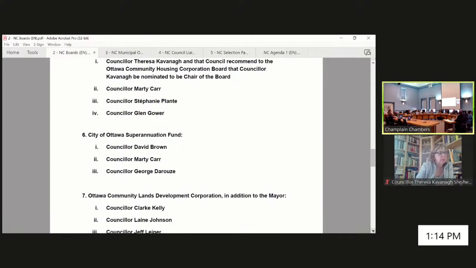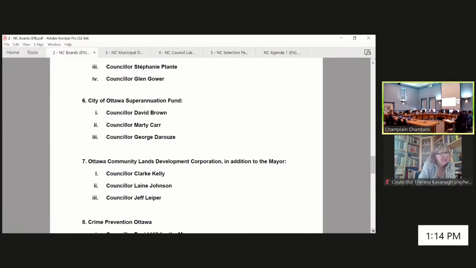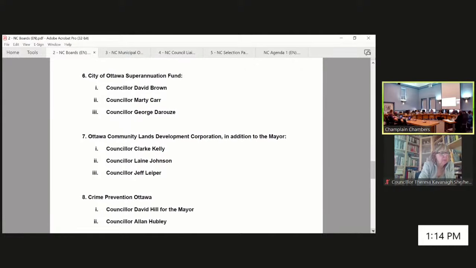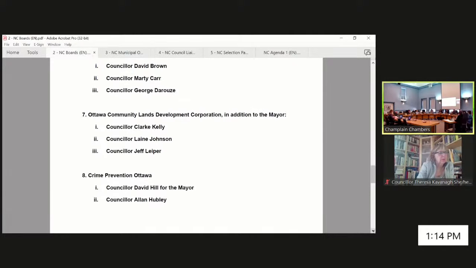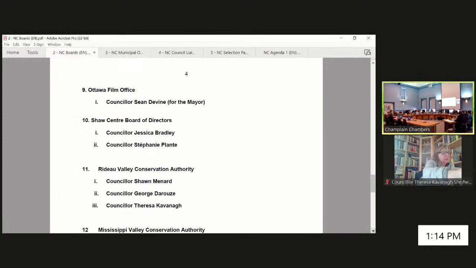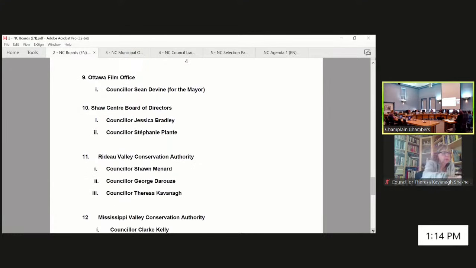7, Ottawa Community Lands Development, DeRuse. Oh, DeRuse, forgive me. 7, Ottawa Community Lands Development Corporation, in addition to the mayor, Councillor Clark, Councillor Johnson, Councillor Leeper. 8, Crime Prevention Ottawa, Councillor Hill for the mayor's position, and Councillor Hubley. 9, the Ottawa Film Board, Councillor Devine for the mayor's position. 10, the Shaw Board, Councillor Bradley and Councillor Plant.